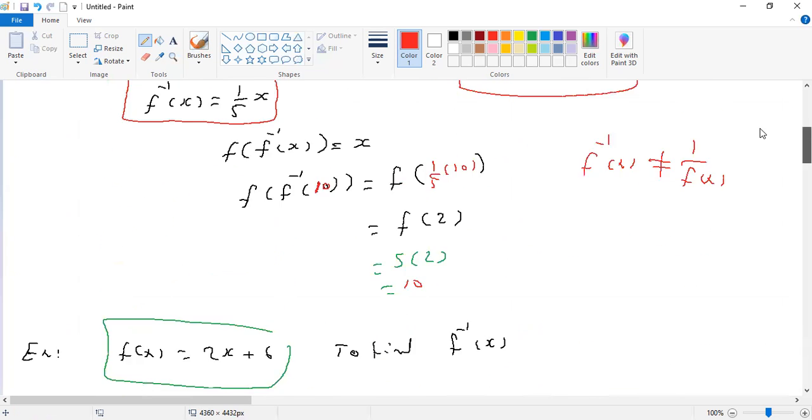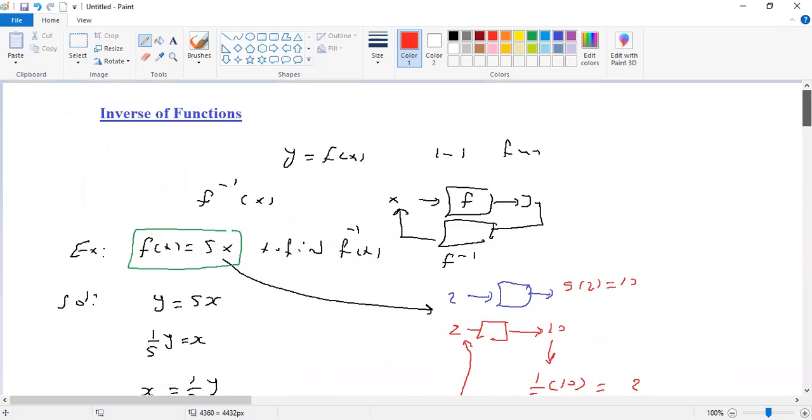So again, students, to find the f inverse, first the function should be 1 to 1. And don't forget, f inverse of x is not equal to 1 over f of x. This one is not equal. Okay, be careful.